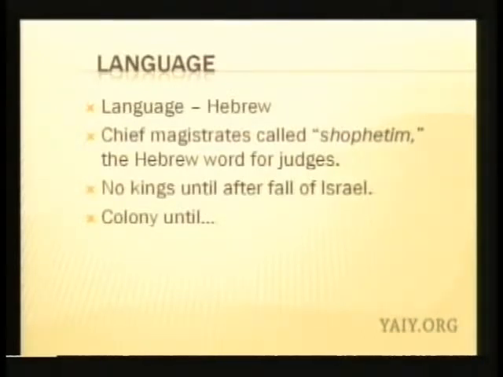The chief magistrates or judges were called Shofatim, the Hebrew word for judges. They had no kings until the fall of Israel. Now, why is that important? If today Australia and Canada would have a king or queen, would that be proper? No, they're a colony, and the queen is in England, the mother country. Well, there was no king there in Carthage until the fall of Israel. And then they had their kings after that time.